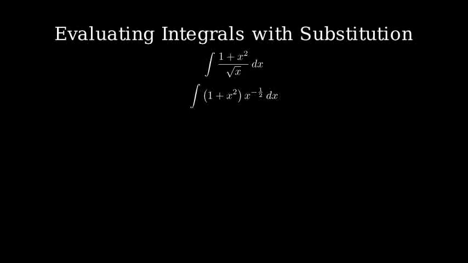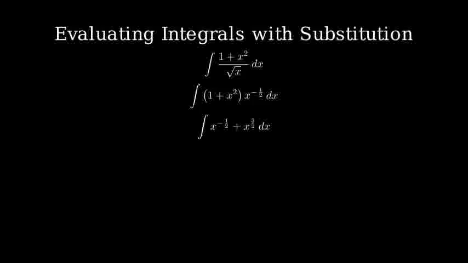We start by expressing the square root of x as a power of x. So the integral becomes the integral of (1 plus x squared) times x to the power of negative 1/2 with respect to x. Next, let's distribute the x to the power of negative 1/2 in the integral. When we distribute, we get two separate terms under the integral: the integral of x to the power of negative 1/2 plus the integral of x to the power of 5/2 times dx.